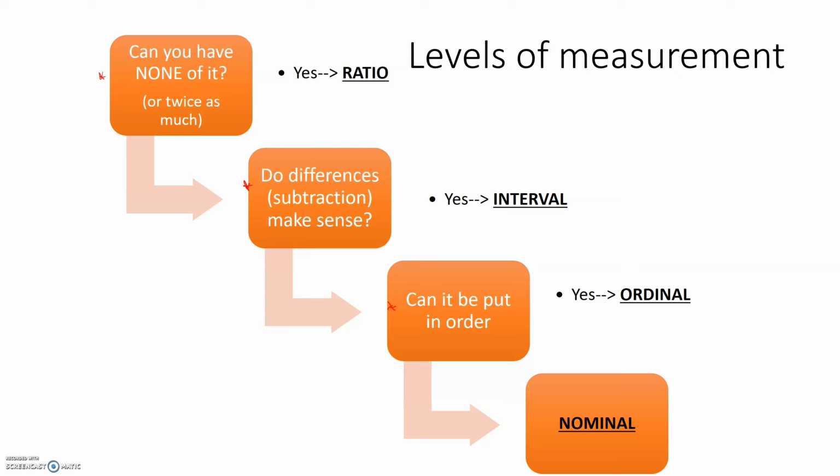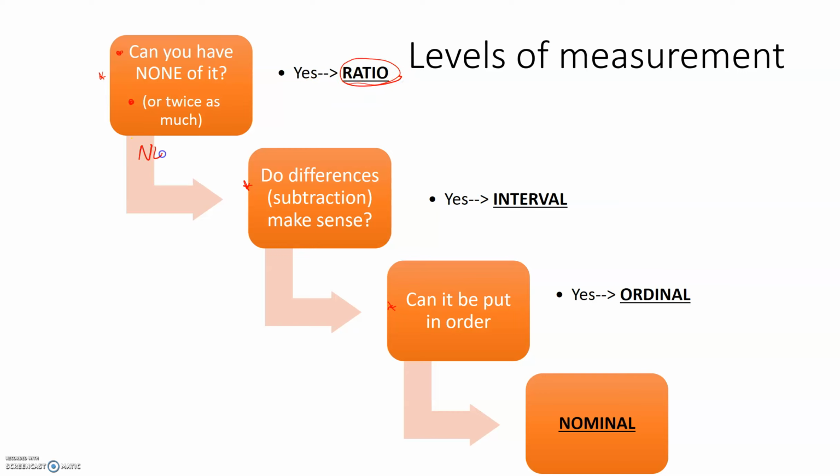So with this flow chart, you would start by asking yourself these two questions here. Can you have none of it? Meaning like none of it actually exists. Or can you have twice as much, or half as much, or some type of a ratio quantity like that? If the answer to your question is yes, then you would be at the ratio level.